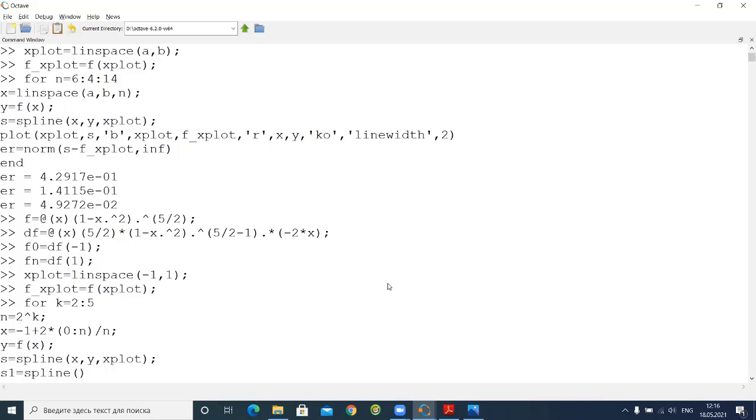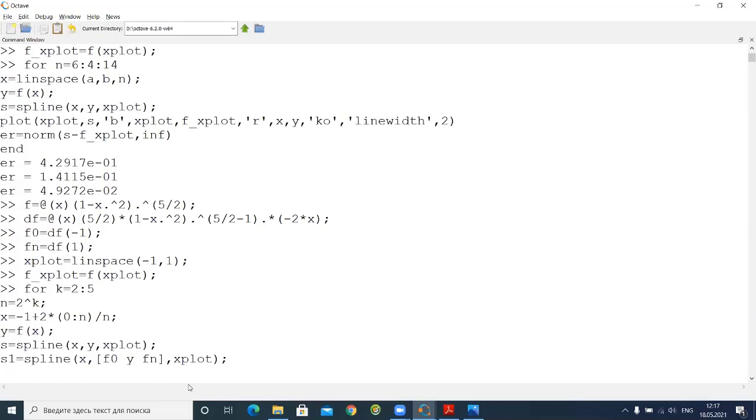So we'll use this common spline, yes? The arguments are x, and now we have here matrix F0 values. You can see here F0, this one. And then the next argument will be y, and then Fn. So we have these three components, F0, y, and Fn. And then x plot, the next argument. So instead of y, we have three components now. This is the first derivative constraint spline.